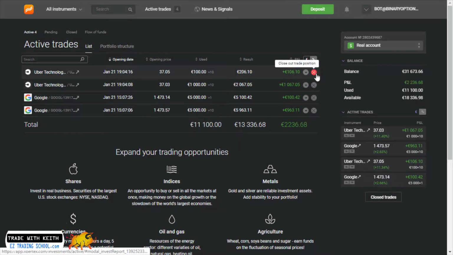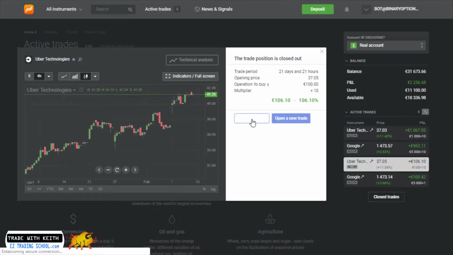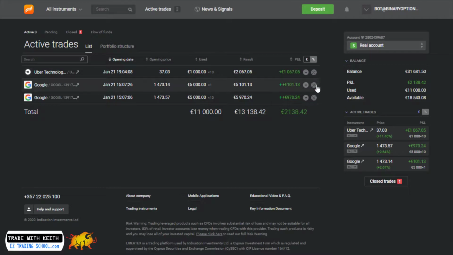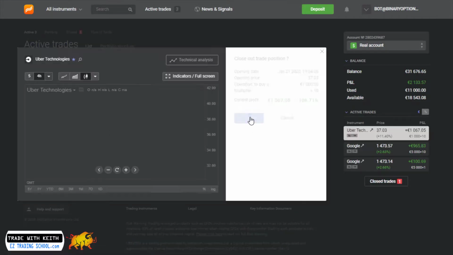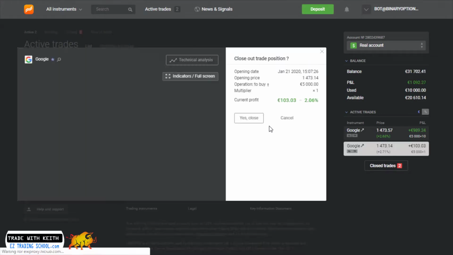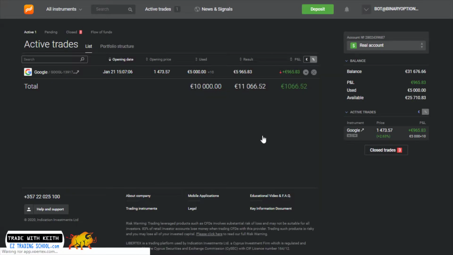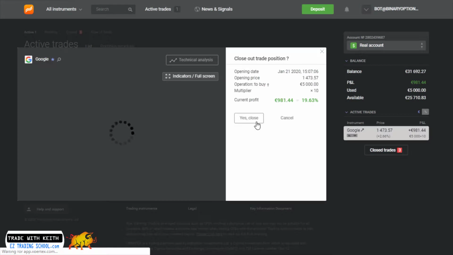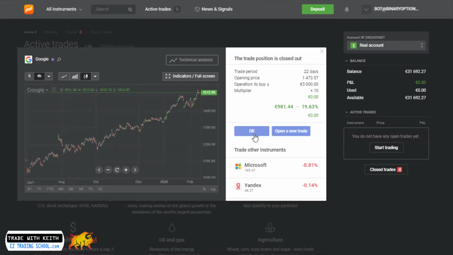I'll just use the shortcut now. It's the easiest. Close. Okay, and I'm going to close. It feels so good when closing these trades. It's like a money-making factory in here.